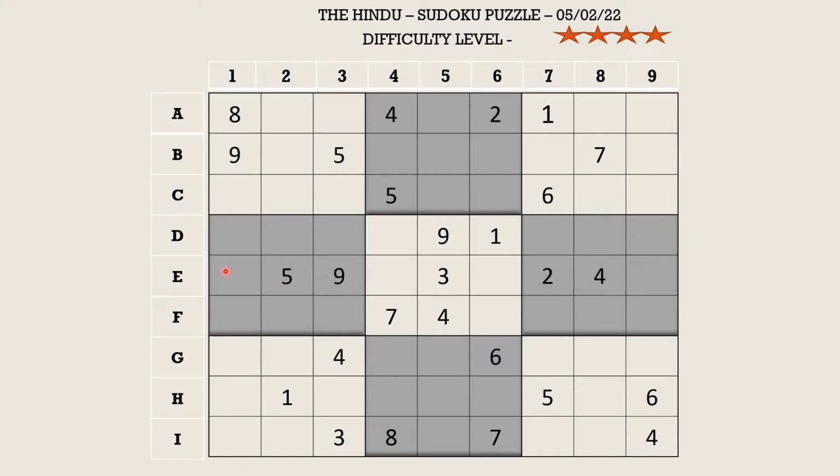Let's try to fill E row first. In E row there are 4 empty cells and the missing numbers are 1, 6, 7 and 8. In the central block there is a 1 and a 7 blocking these 2 cells. So 6 and 8 go here. There is a 6 blocking in the 6th column. So E6 takes 8 and E4 takes 6. Now the cells E1 and E9 take the 1, 7 pair.